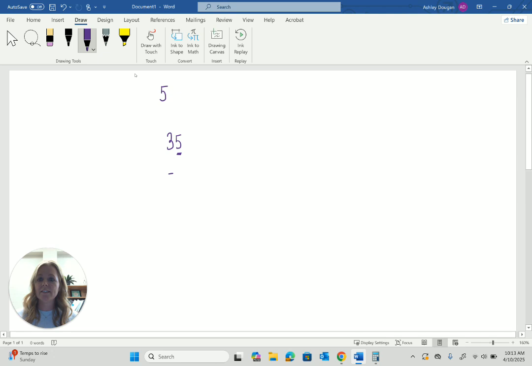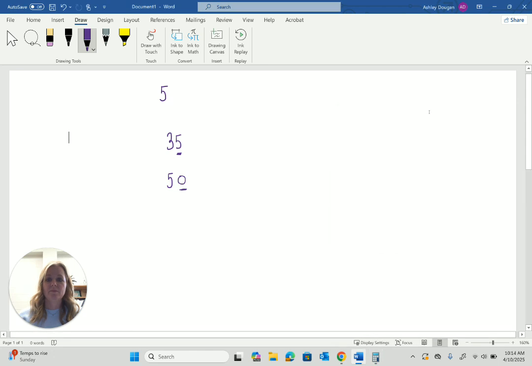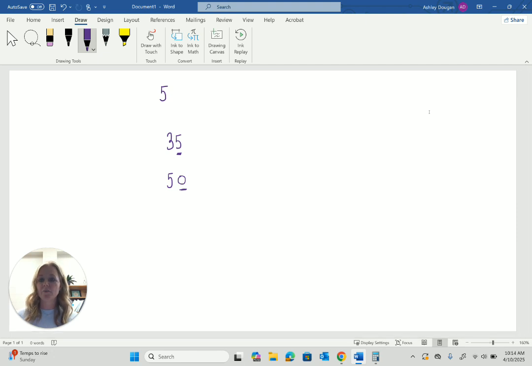If a number ends in 0, it's also divisible by 5. So 50 would be divisible by 5, or we could say 5 is a factor of 50. I could divide this by 5, and it comes out evenly. So if it ends in a 0 or a 5, I know that I can divide that number by 5.